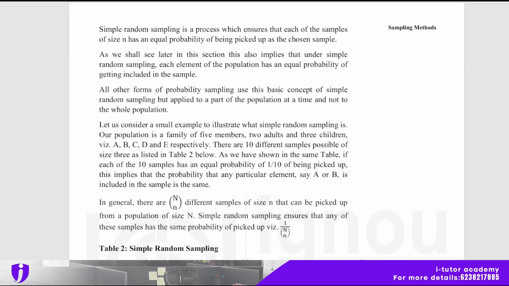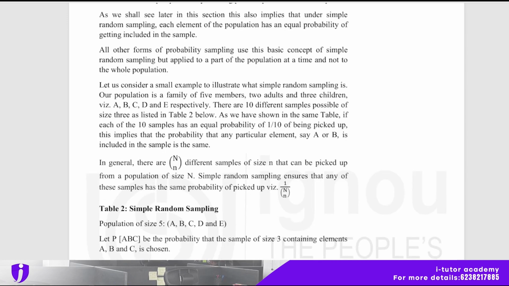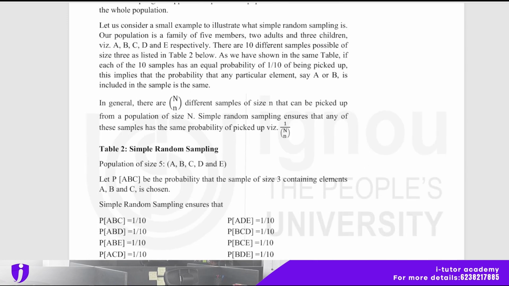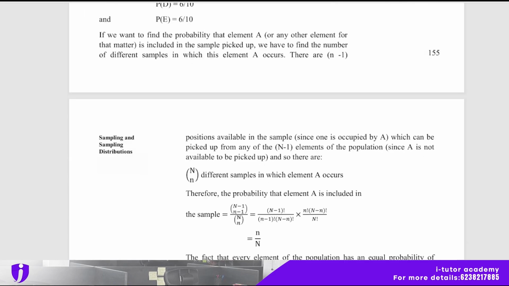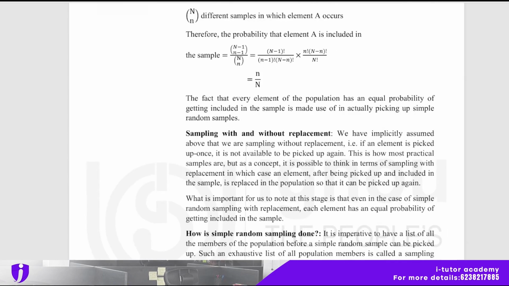As we shall see later in this section, this also implies that under simple random sampling, each element of the population has an equal probability of getting included in the sample. So here is Table 2, simple random sampling. You just go through this, it will be clearer for you, and the equation is also here.